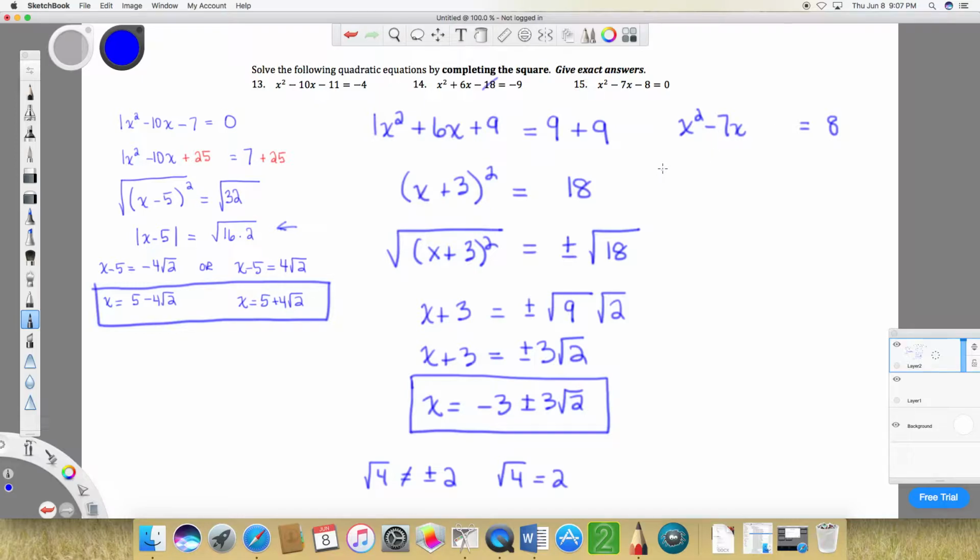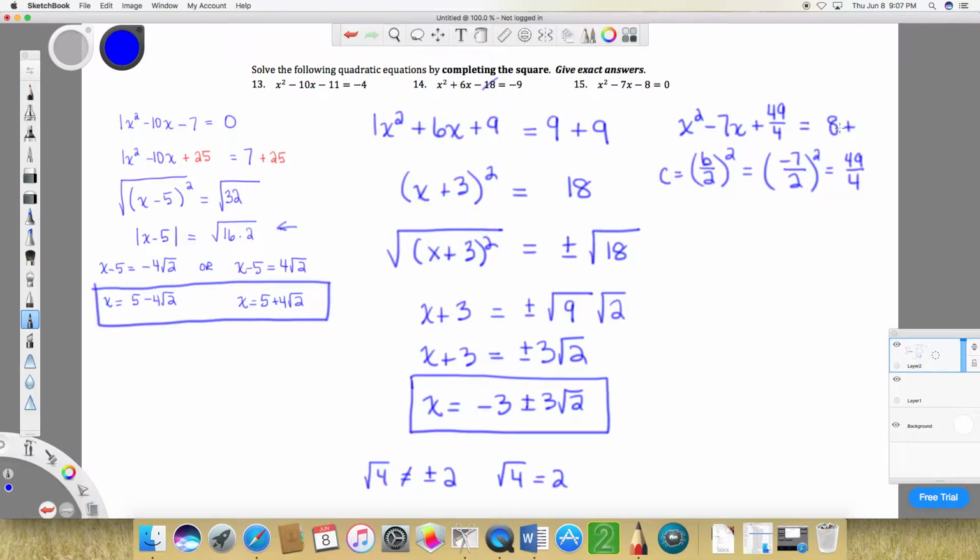And I know the formula. I know that I want c to be half of b, over 2, squared. Well, b is negative 7. And negative 7 over 2 squared, I'm just going to write that as positive 49 over 4. So I'm going to write plus 49 over 4 here.